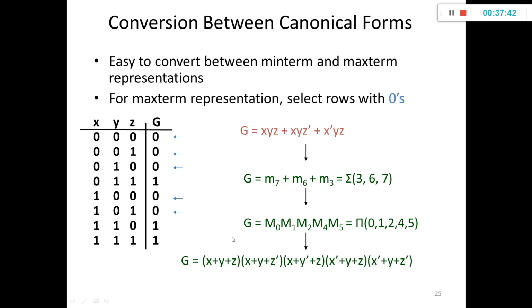Next, we have conversion between the canonical forms. It is easy to convert between minterm and maxterm representation. For maxterm representation, select the rows with 0. I have put an arrow mark here. This one you have to select, and this row: 001, 010, 100, and 101.